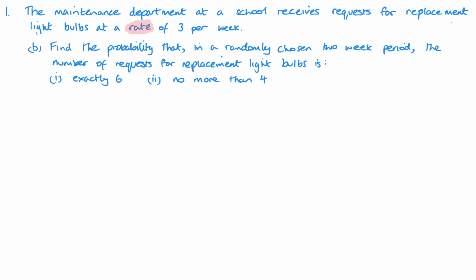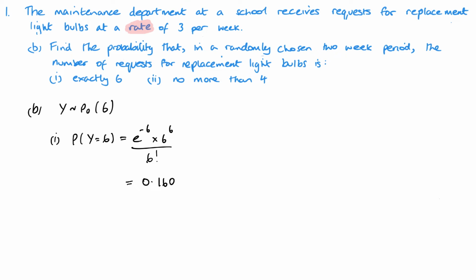Now, for part B, you'll notice it's a 2-week period. So that means we have a change, don't we? So let's just call it Y. Poisson now is, or lambda I should say, is 6, isn't it? Because it's a 2-week period. After this, the rest of the question is pretty much the same. We're looking at Y equals 6. So again, I'm going to use the formula here. So e to the minus 6 times 6 to the power 6 over 6 factorial. All the 6's there. So 0.1606.